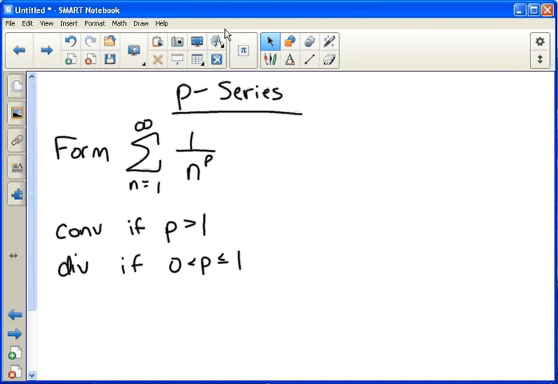It converges if your power is greater than 1, and diverges if your power is less than or equal to 1. Also going to be greater than 0. You don't want negative powers here. It's not p-series in that case. So again, this is assuming your power is on the bottom of the fraction. So it converges if p is greater than 1, diverges if it's between 0 and 1.